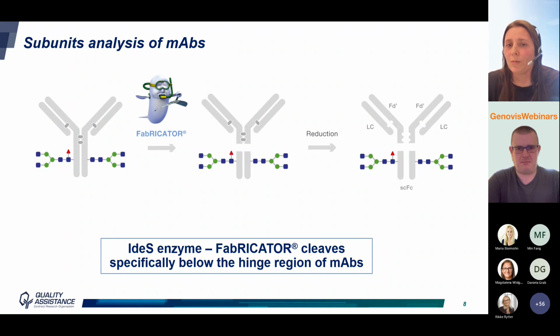And if we would use a reduction agent like DTT, for instance, then we cleave all the disulfide bridges, and we obtain three species of roughly 25 kilodalton, so the LC, the Fd, and the Fc subunits.